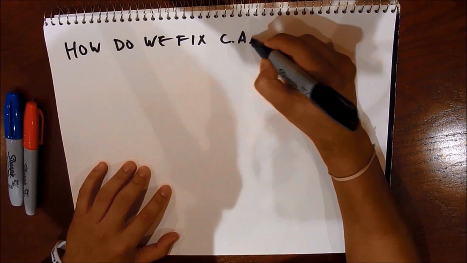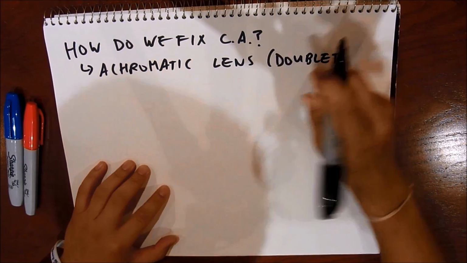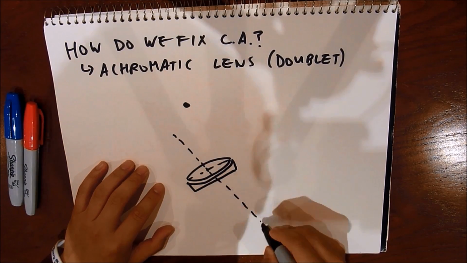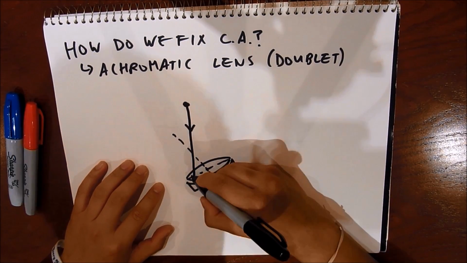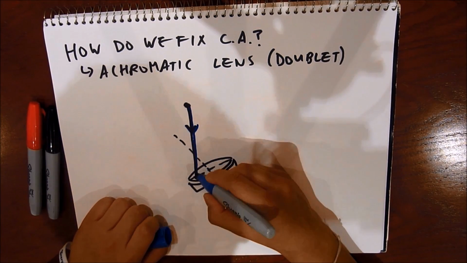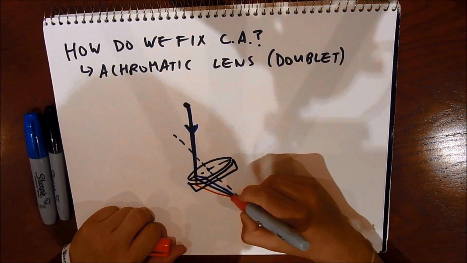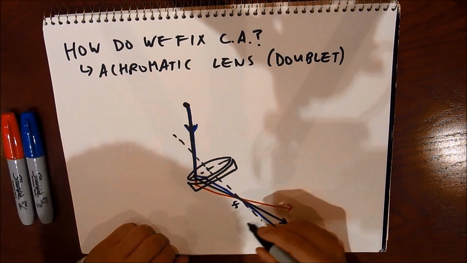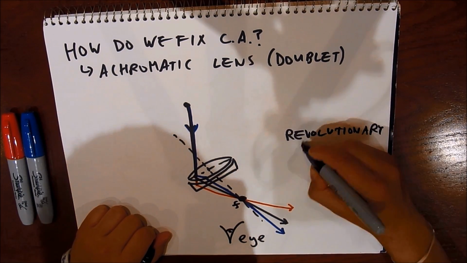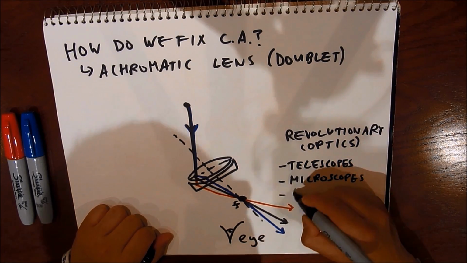So, how do we fix chromatic aberration? Scientists use what is called an achromatic lens, which is a doublet of two different lenses that have chromatic aberration in opposite directions, and it cancels each other out. Here we see light pass through. Blue light bends more through the convex lens, but bends less through the concave lens, so the effect cancels each other out. And the opposite happens for red. They all come together at the focal point, and our eye sees the image with no chromatic aberration. This is revolutionary in the field of optics, and achromatic lenses are used in telescopes, microscopes, and cameras.